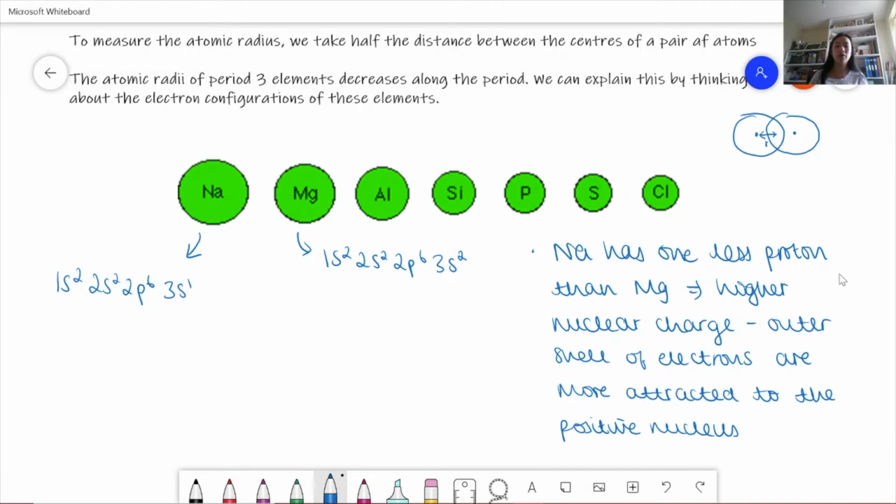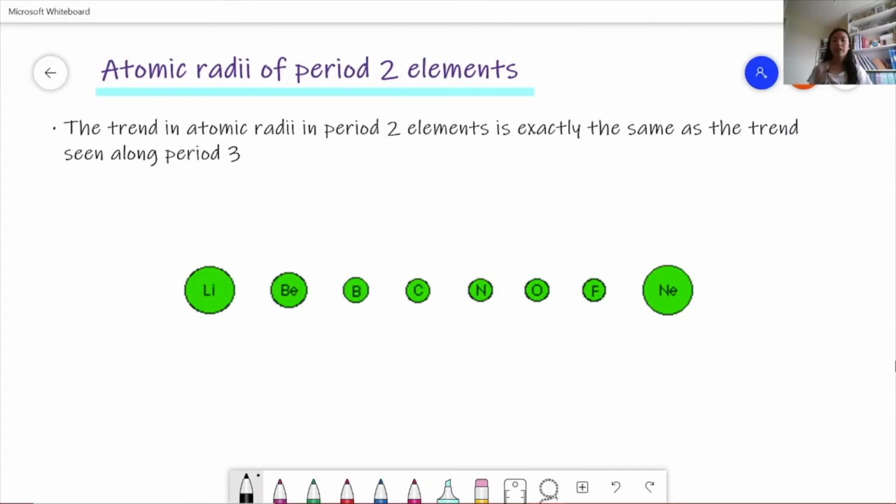Now I'm going to look at the atomic radii of period 2 elements. So what we find is actually the trend in atomic radii in period 2 elements is the same as the trend seen along period 3. And this is again because of periodicity, and how if we transfer what we've learned from one period, so the trend, to another period, then it'll be exactly the same.